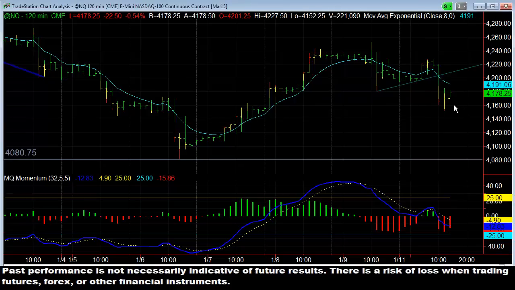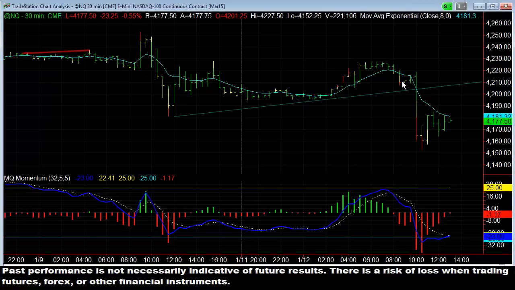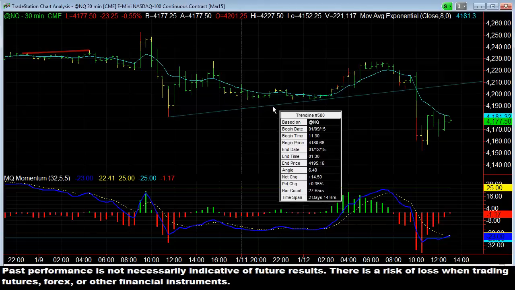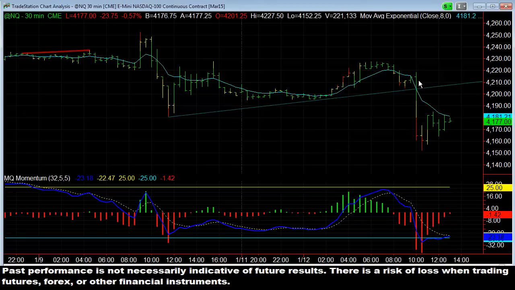When you look at a 30-minute chart, we have what we call a bear flag. Okay, so a bear flag is a down move with higher lows and then a break of the low and a continuation to the downside. Then we also have this 30-minute trend line break, suggesting it goes lower.